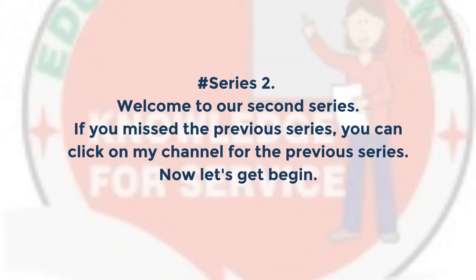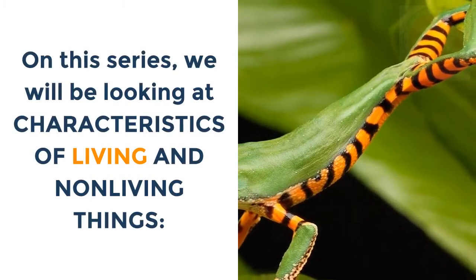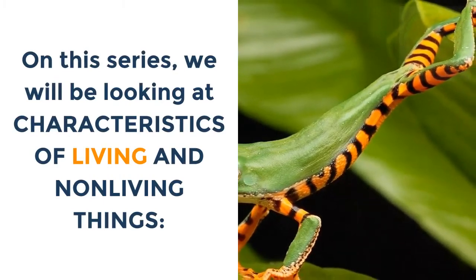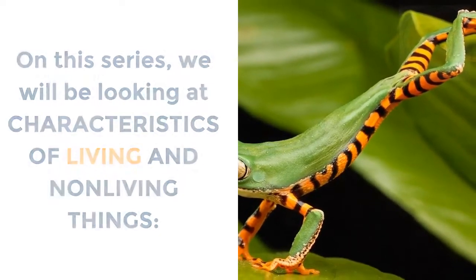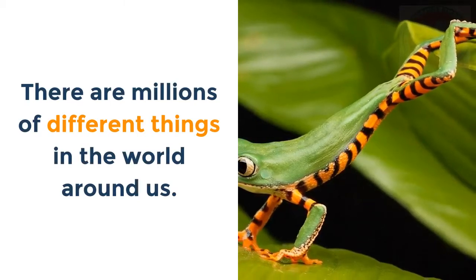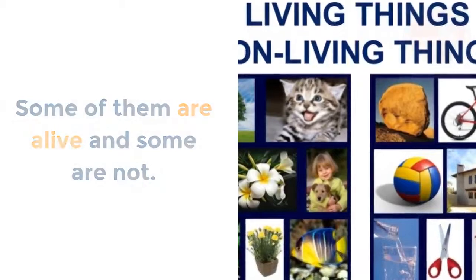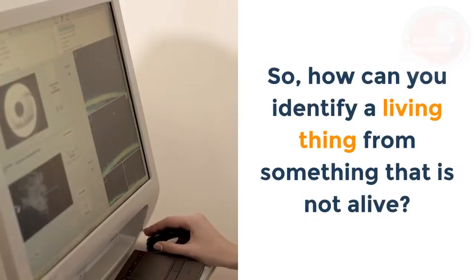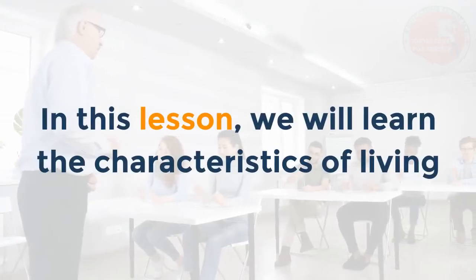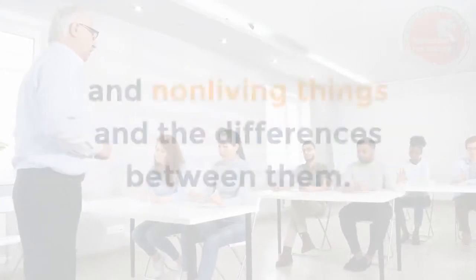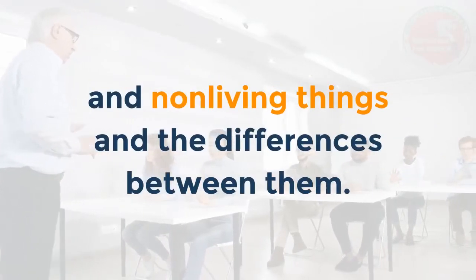Now let's begin. In this series, we will be looking at characteristics of living and nonliving things. There are millions of different things in the world around us. Some of them are alive and some are not. So, how can you identify a living thing from something that is not alive? In this lesson, we will learn the characteristics of living and non-living things and the differences between them.